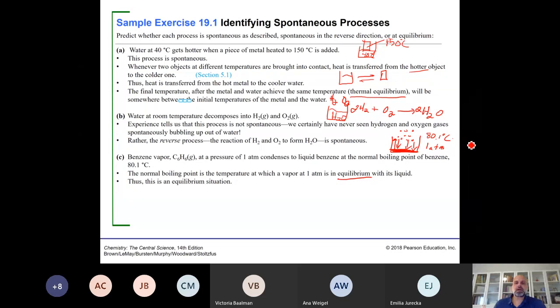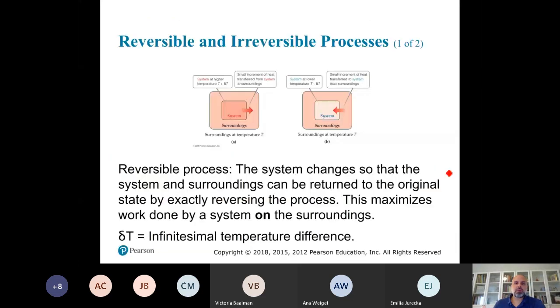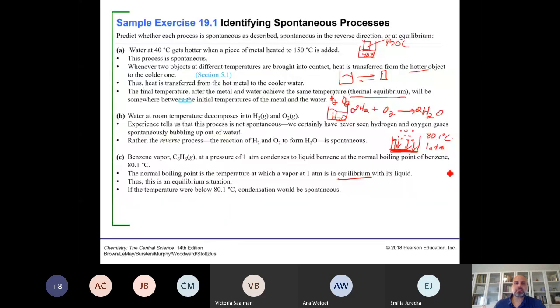At equilibrium, we have evaporation and condensation occurring. If we went below 80.1 degrees Celsius, we would have just condensation, right? So it would be spontaneous condensation occurring. If we went above 80.1 degrees Celsius, we would have spontaneous evaporation occurring, right? So you can see how the process is basically at equilibrium, because we're right at the boiling point.